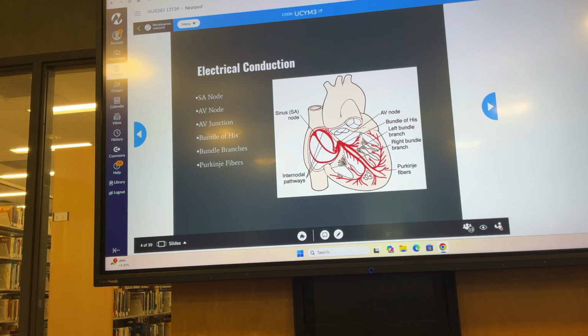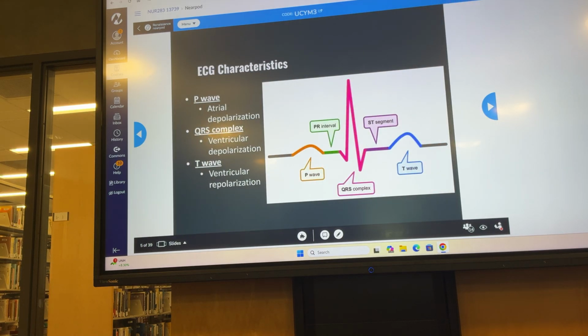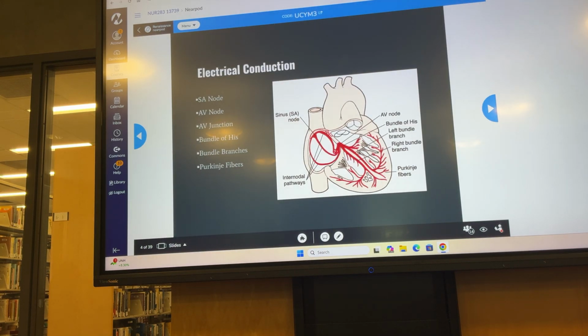AV junction, that includes the bundle of His, right? What's our intrinsic rate of that? Anybody remember? 40 to 60. 40 to 60, excellent. It's the backup to the SA node, okay? Bundle branches, there's one right, one left, and then we have the Purkinje fibers, right? What's our intrinsic rate for that one? 20 to 40, excellent, good job. And that's the backup rate to the AV junction, okay? I'm not gonna ask you a question on the test that says, what is the Purkinje rate? I'm not. But I need you to understand that that is what's going to guide some of our rhythms, okay?